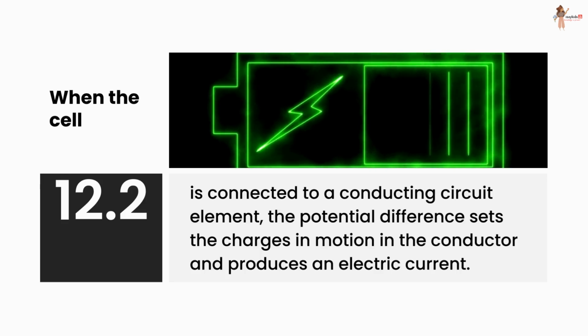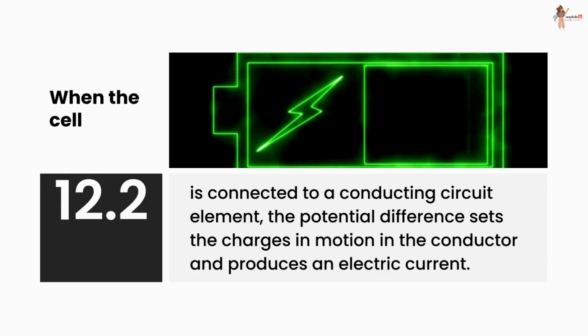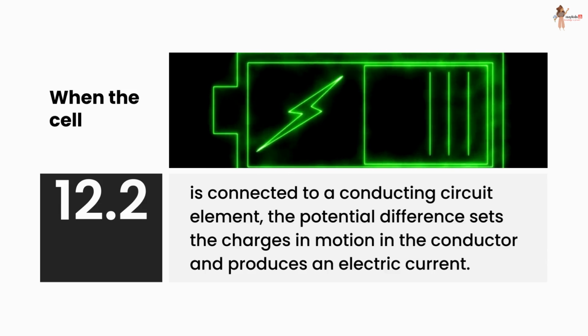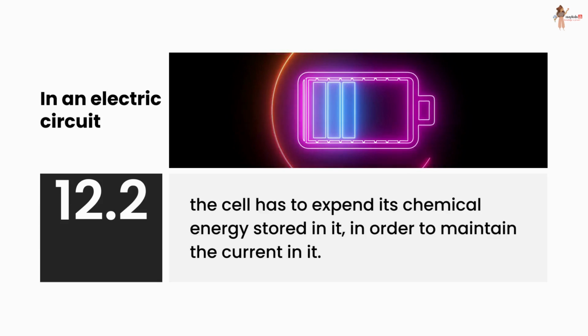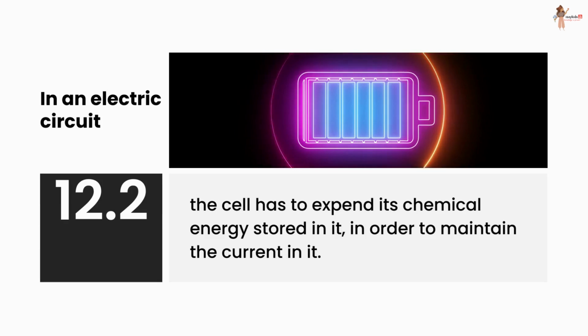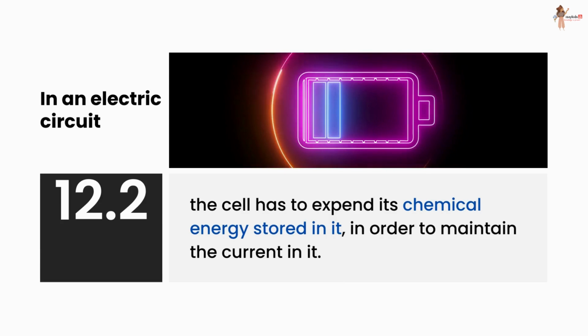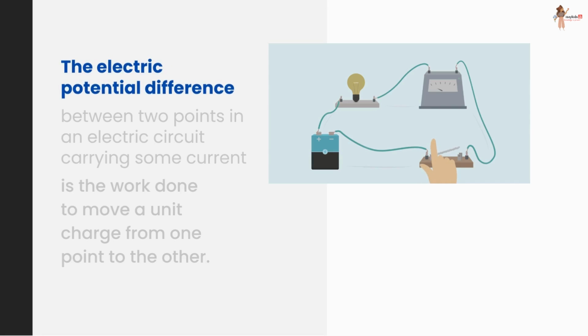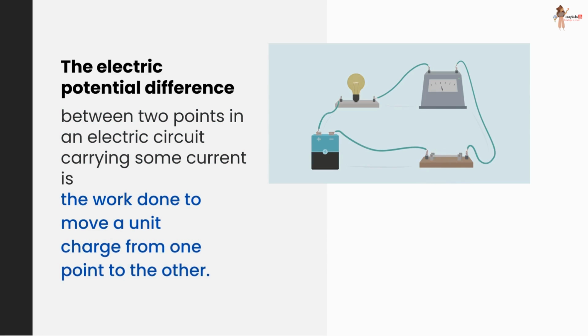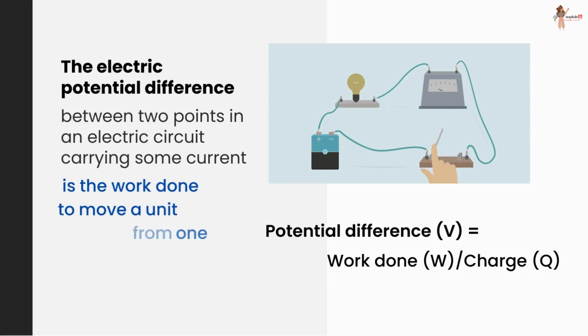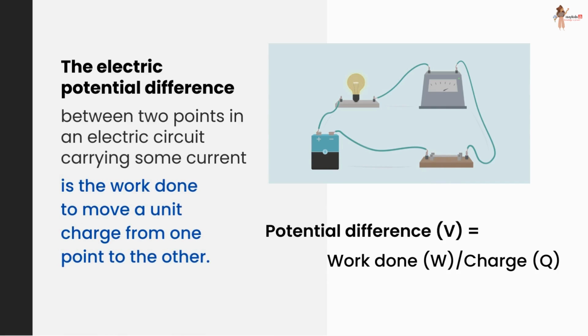When the cell is connected to a conducting circuit element, the potential difference sets the charges in motion in the conductor and produces an electric current. In order to maintain the current in a given electric circuit, the cell has to expend its chemical energy stored in it. We define the electric potential difference between 2 points in an electric circuit carrying some current as the work done to move a unit charge from one point to the other. Potential difference between 2 points is work done per unit charge.